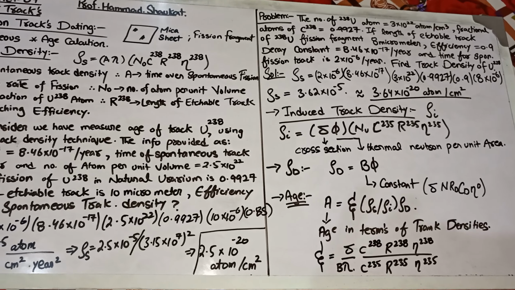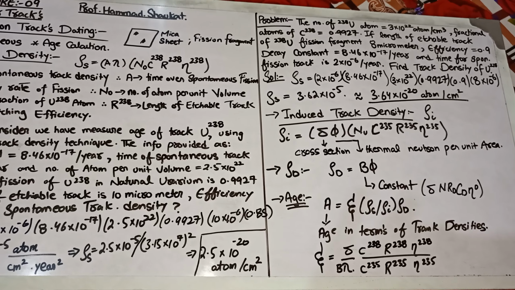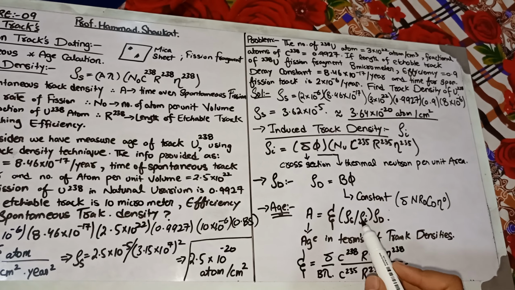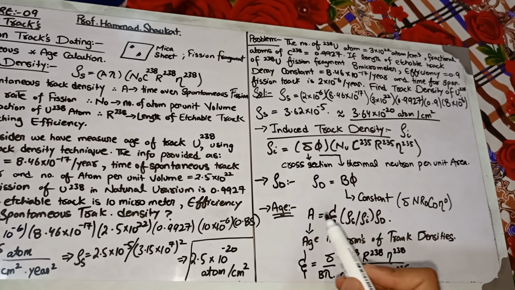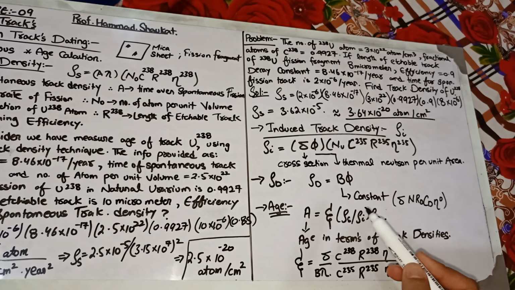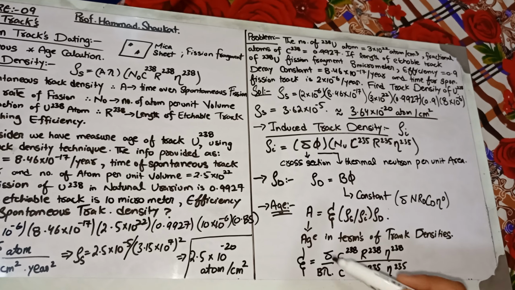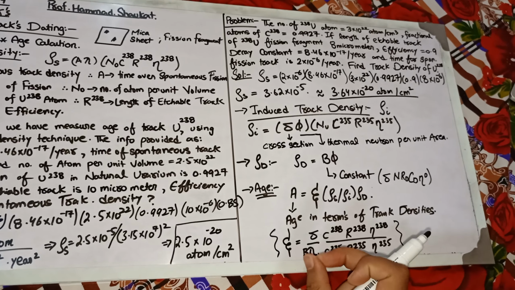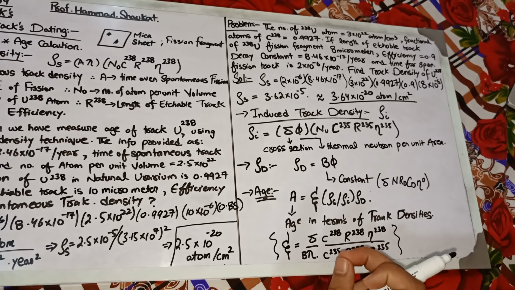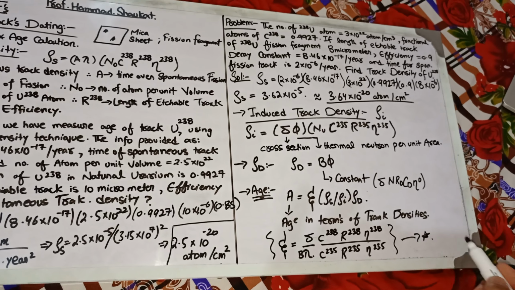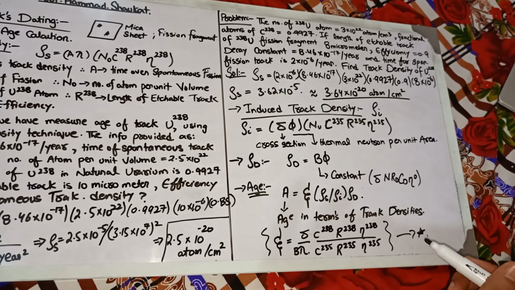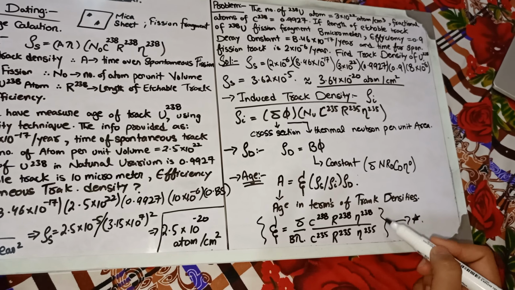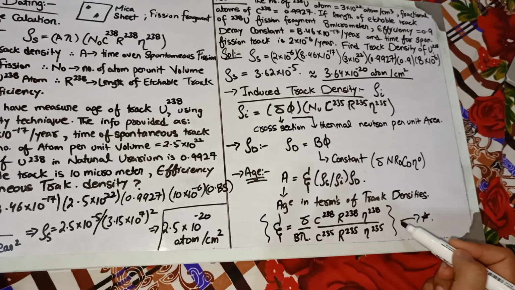You can say the age in terms of the three track densities: this is one track density, second track density, and third. So the age in terms of three track densities can be written as this, and this is the value of the constant. So this is all about it. Once this constant is known, the three track density counts allow you to find the age of any sample easily.